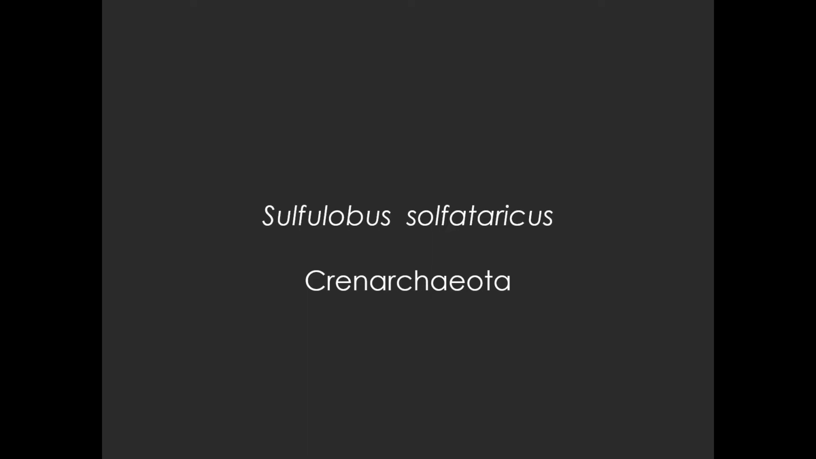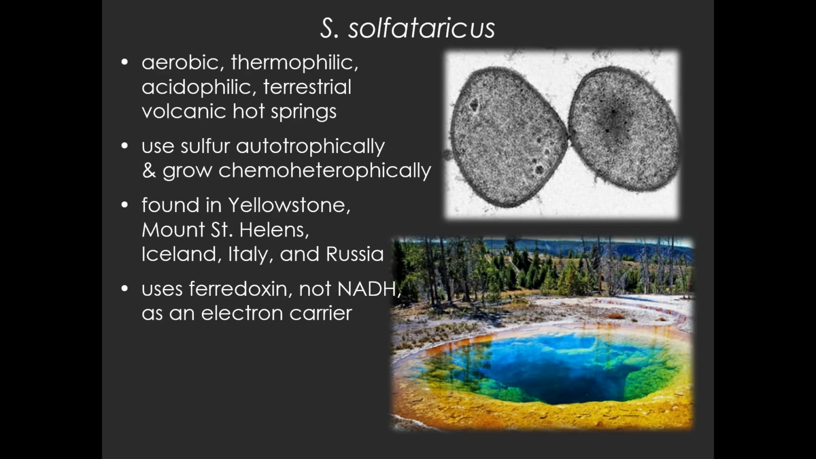Next up, we're keeping with the archaeans, but switching gears and moving on to Crenarchaeota with Sulfolobus solfataricus, our next archaean example. All right, S. solfataricus is an aerobic, thermophilic, acidophilic, terrestrial, volcanic hot springs inhabitant, which has the really cool ability to either take sulfur out of the hot spring and grow chemoautotrophically with it, or to grow chemoheterotrophically using any number of organic molecules that it finds in its environment.